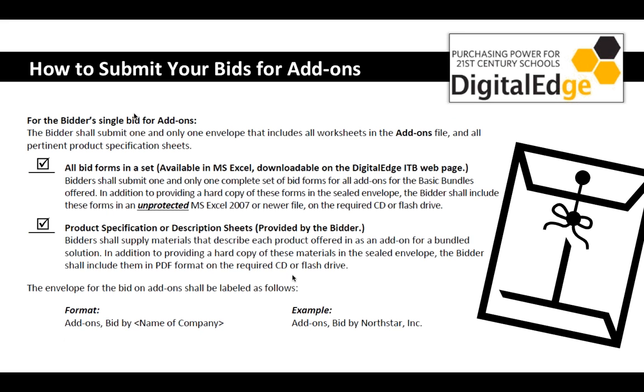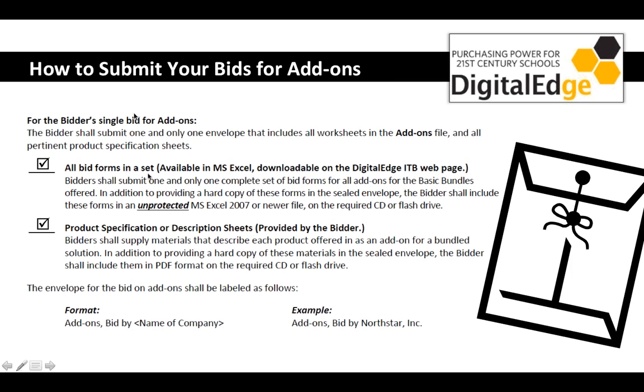So here's how you submit your bids for add-ons. Since you're only going to fill out that add-ons worksheet once, you only have to put it into an envelope once. And you put all of the bid forms from that Excel file into the same envelope. And the instructions are in Addendum 3, at the bottom of Section 2. You're going to look for this section called For the Bidder's Single Bid on Add-ons. This tells you exactly what to put in one and only one envelope.